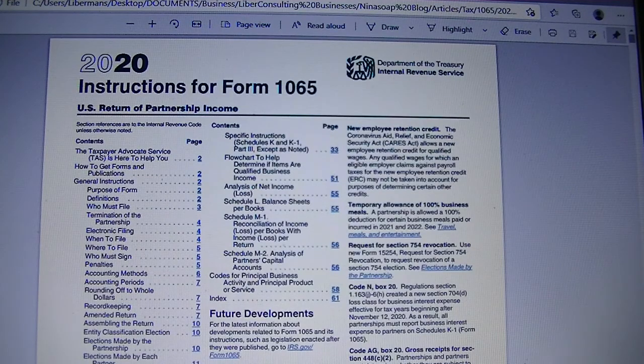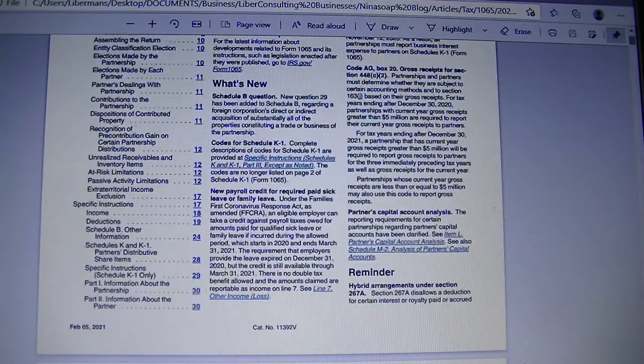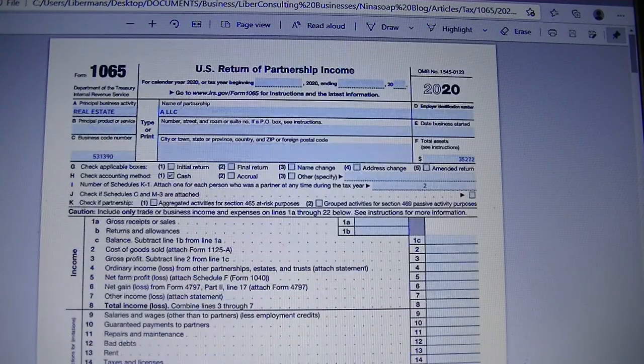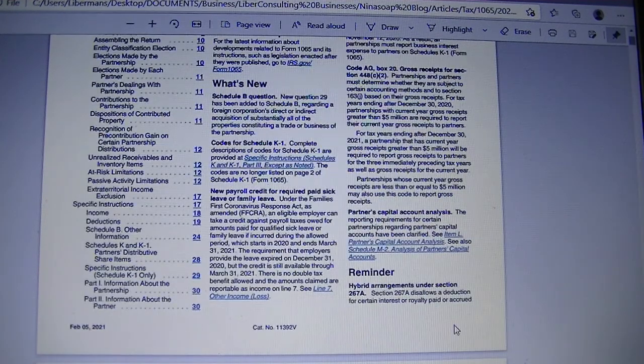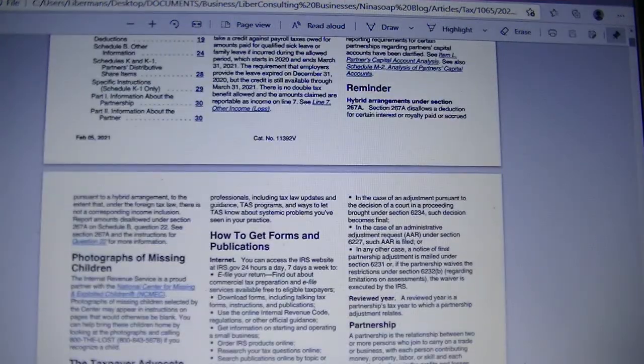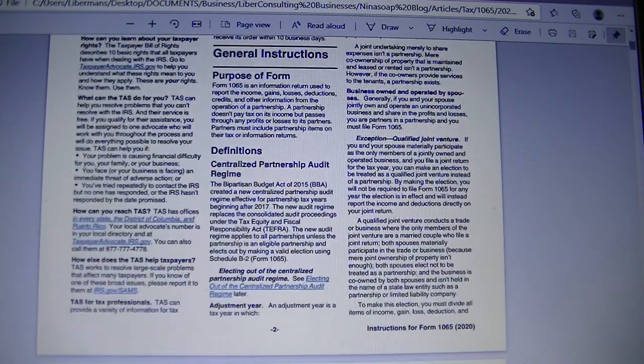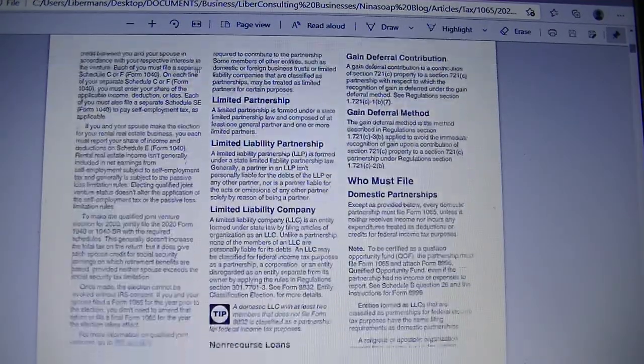I recommend that you download the instructions to 1065 as well, so that as you complete the form line by line, if you are confused about a line, you go to the instruction document and look for that line and read about it. Depending on your situation, the instructions will guide you to complete it the right way.